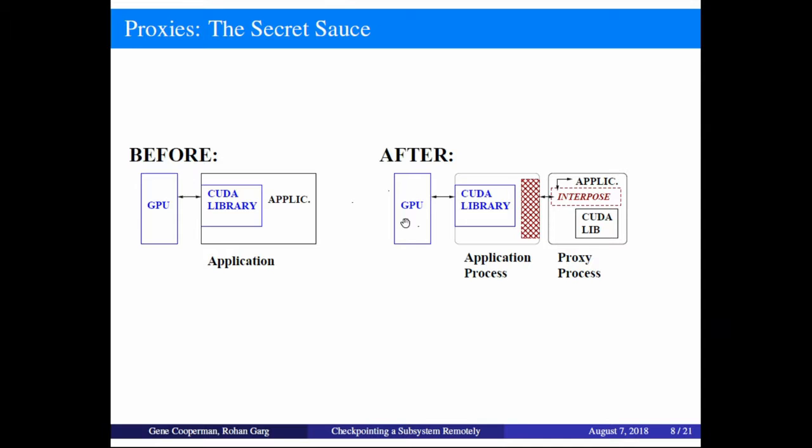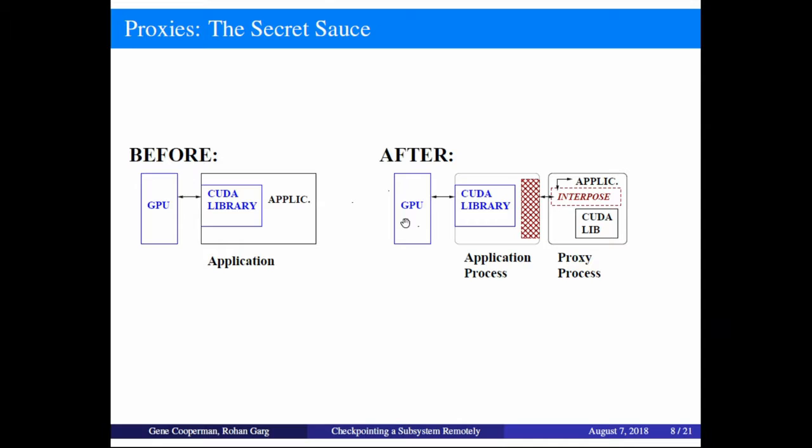So the proxy process will be using the CUDA library to talk to the GPU. The application process will have a fake CUDA library just to make the compiler happy, but we're never going to use it. We're always going to interpose whenever the application tries to call that CUDA library, and we're going to send it over to the proxy process to do the actual work. Okay, so the game is clear.